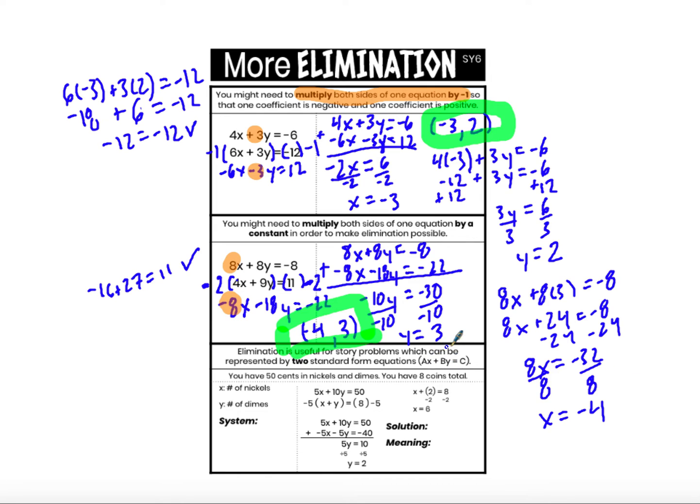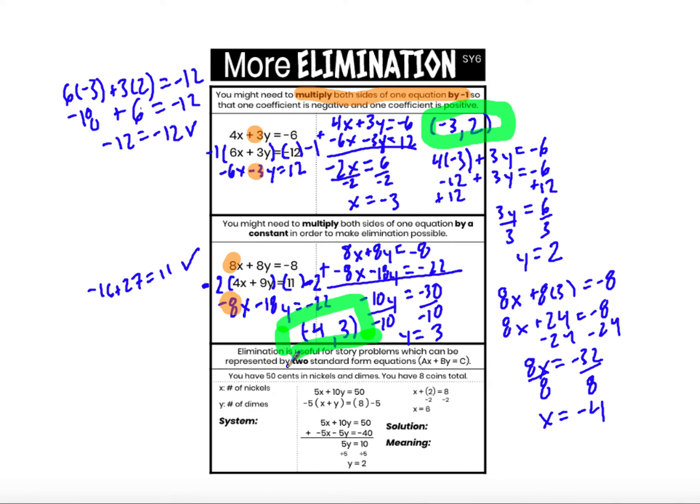My last one, just like I have done in all of my algebraic method toolkits for y1 equals y2, more substitution, and now more elimination, I've given an example of a story problem which can be solved using this strategy. So when you have a story problem that is represented by two standard form equations, that is going to be a more elimination situation. This is a great example for you to have in your toolkit because it is one that students struggle with.